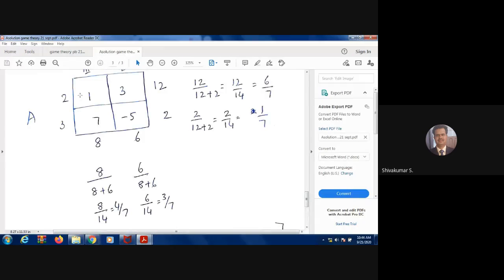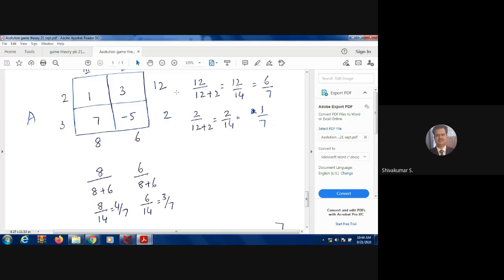Okay, you take the first column values. 1 into 12 plus 7 into 2 divided by 12 plus 2. Otherwise, 3 into 12 plus minus 5 into 2 divided by 12 plus 2. You can do like this also. 1 into 8 plus 3 into 6 divided by 8 plus 6. You can do 7 into 8 plus minus 5 into 6 divided by 8 plus 6. You can do any values. I have taken only one value.